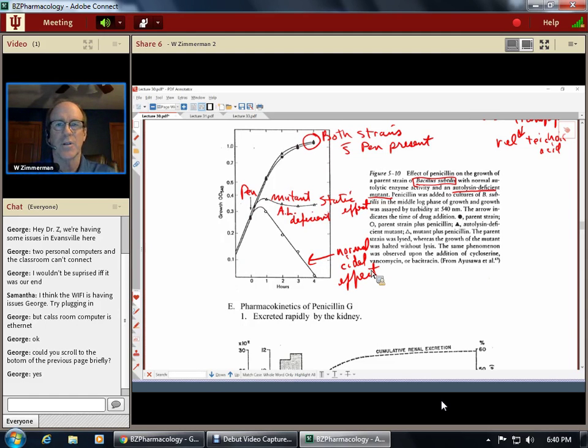So these autolysins clearly play an important role in the bactericidal effect of penicillin. That's all I'm trying to say here. The same phenomenon was observed with the addition of cycloserine, vancomycin, or bacitracin, because these are all cell wall drugs.